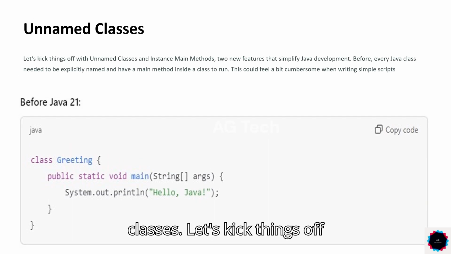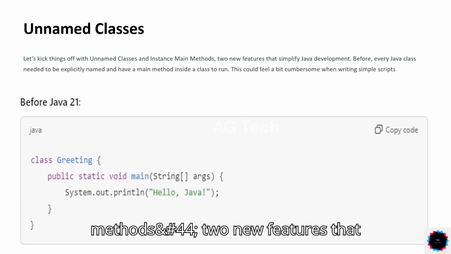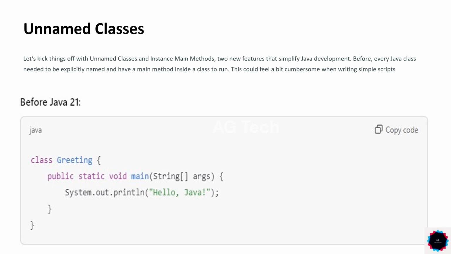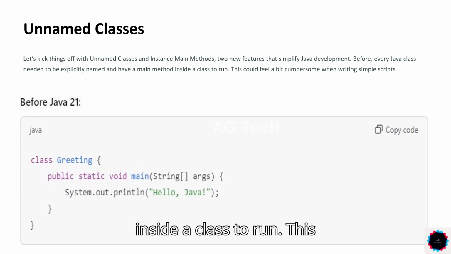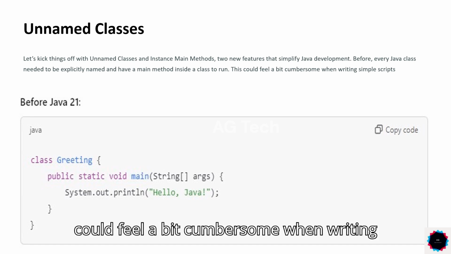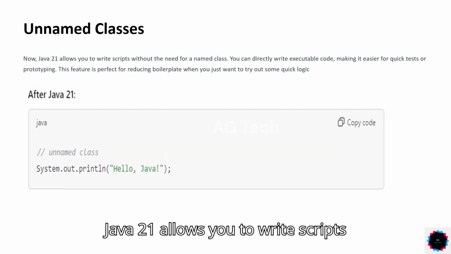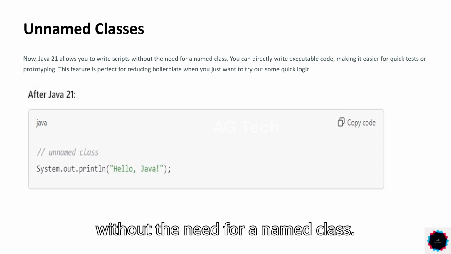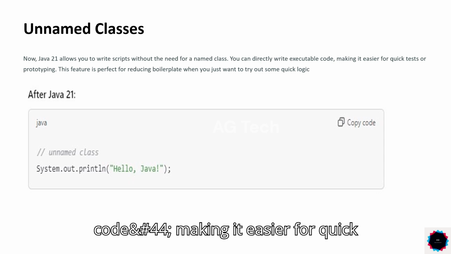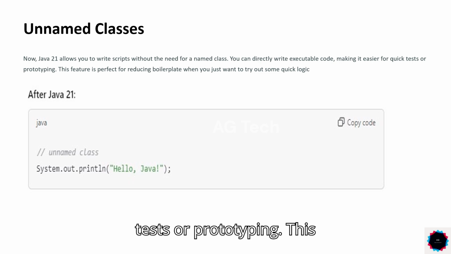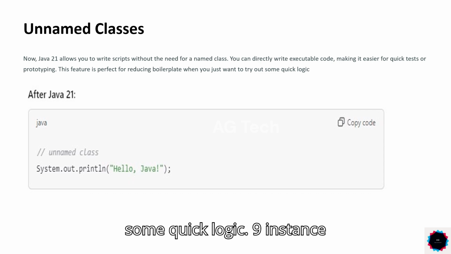8. Unnamed classes. Let's kick things off with unnamed classes and instance main methods, two new features that simplify Java development. Before, every Java class needed to be explicitly named and have a main method inside a class to run. This could feel a bit cumbersome when writing simple scripts. Now, Java 21 allows you to write scripts without the need for a named class. You can directly write executable code, making it easier for quick tests or prototyping. This feature is perfect for reducing boilerplate when you just want to try out some quick logic.